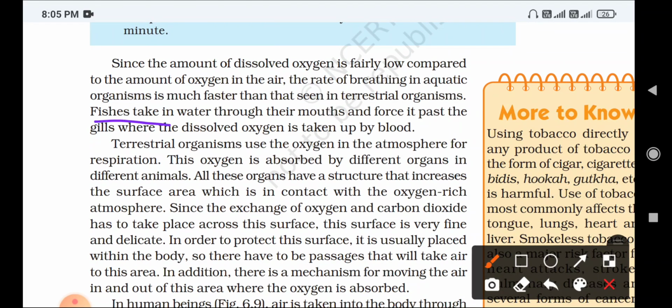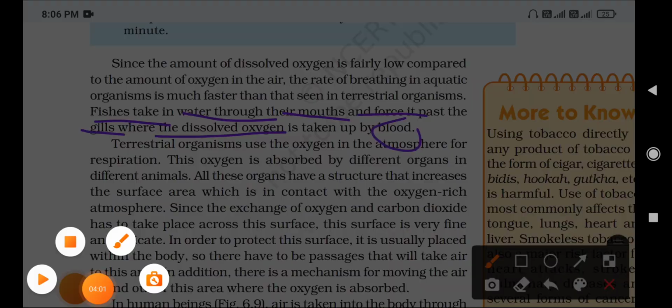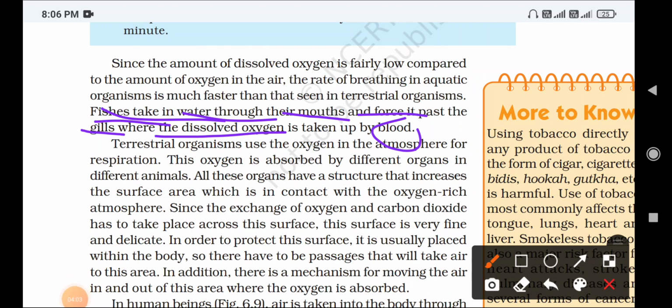Fishes take in water through their mouths and force it to pass over the gills, where the dissolved oxygen is taken up by the blood. The gills absorb the oxygen from the water, and it is carried to the different parts of the body with the help of blood. So fishes take water in through their mouths and pass it to the gills.